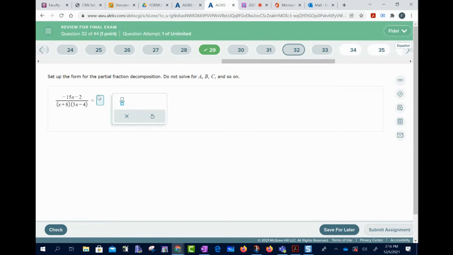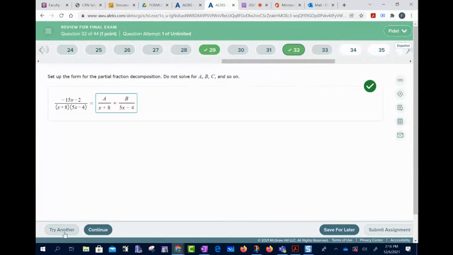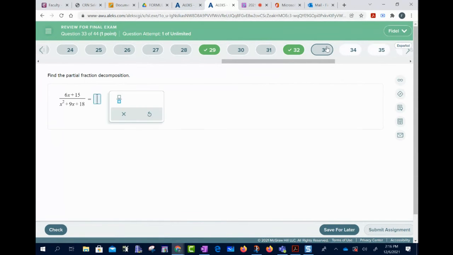So for 32, if I were to do it, I would put A over x plus 8, and then plus B over 5x minus 4, right? And I'll check it. And that's all it's asking me to do. So for 32, it's just asking me to set it up. For 33, it's asking us, can we actually do it? So you all want me to go through 33?